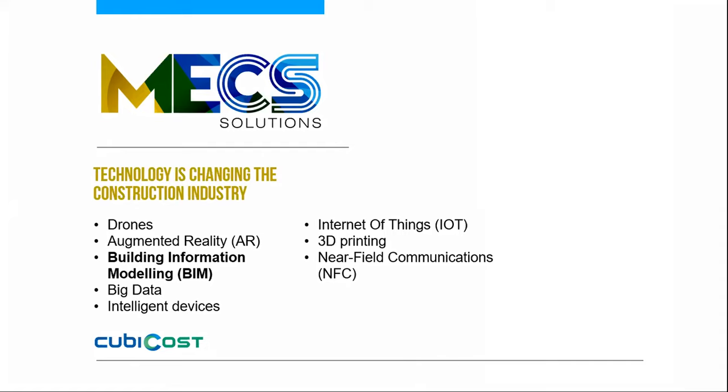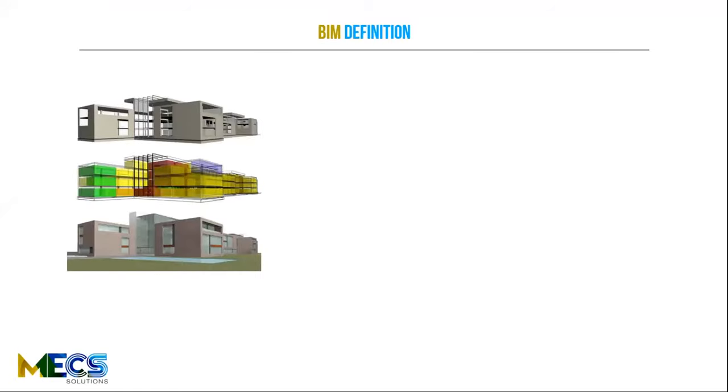I think there's been a few projects in Dubai, if I'm not mistaken, that have already used 3D printing technology in order to build apartments, etc. So technology is really making an impact on construction. And what's driving all of this is BIM.